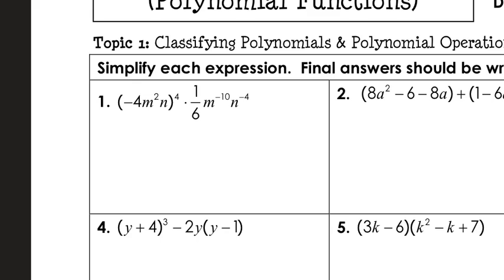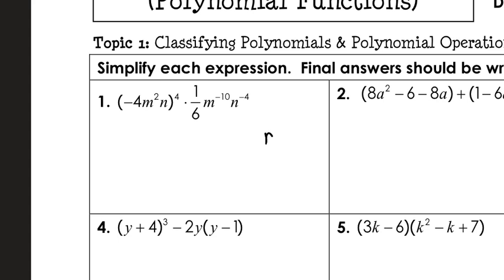One way to think about problem 1 is that because we have a fraction there, there is a top and a bottom. And that's a good way to think about this because we also have m to the negative 10, n to the negative 4, and we know a rule. I'll just write it over here.